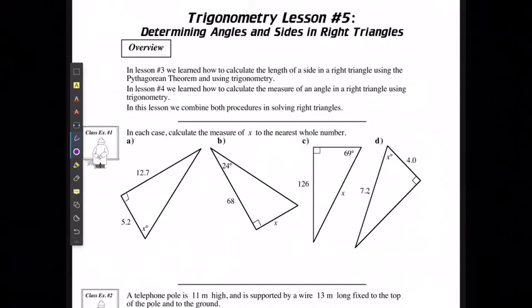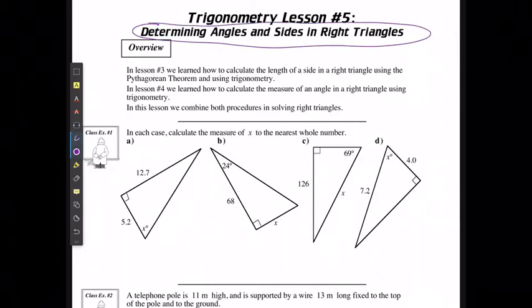Okay, for lesson 5, we're just going to combine the skills that we learned from lessons 3 and 4. In lesson 3, we learned how to calculate the side. In lesson 4, we learned how to calculate the measure. And now we're just going to use whatever is required in order to complete what is asked.